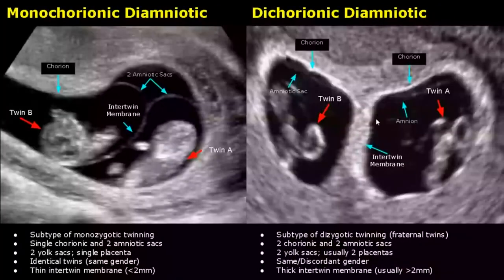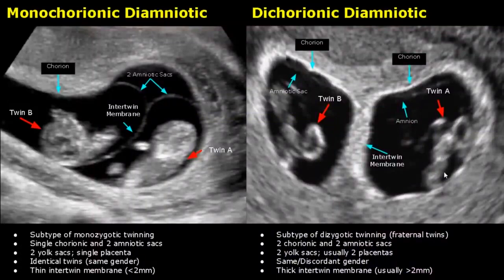In dizygotic twins, two eggs are fertilized by two different sperm, and these twins will be fraternal twins. Dichorionic diamniotic is its subtype, in which there will be two chorionic and two amniotic sacs. Similarly, they will have two yolk sacs and usually two placentas as well. The twins' gender can either be same or discordant, that is, one twin can be female and the other twin can be male.